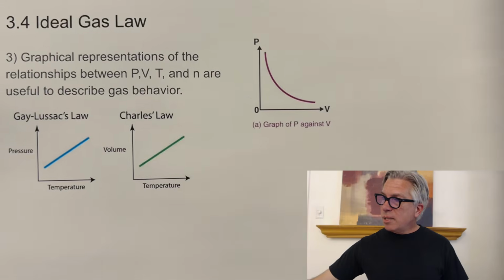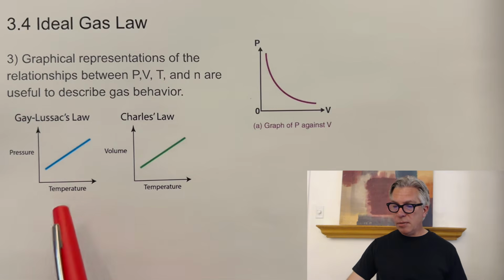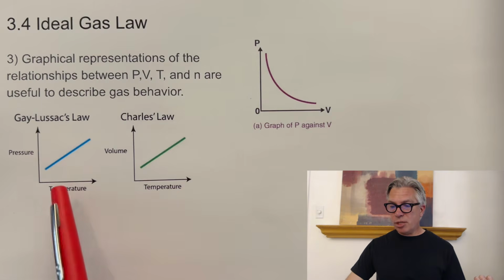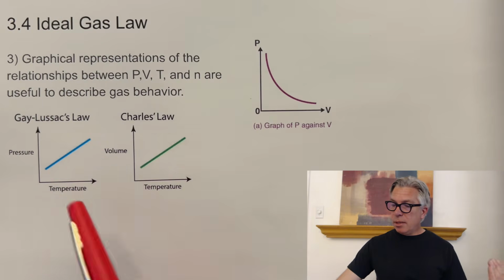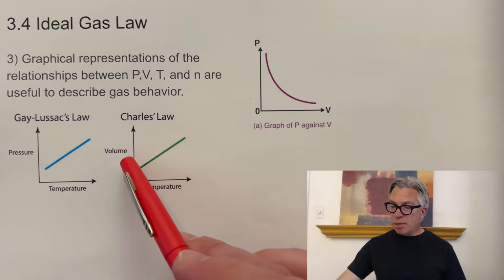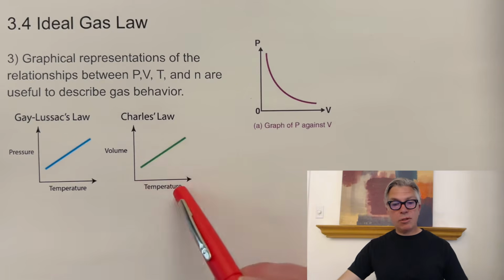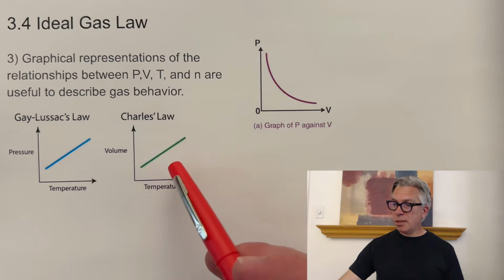And by extension from the ideal gas law, if you start keeping things constant, for example, if you keep the volume and the number of moles constant, we find that the pressure is proportional to the temperature. So you heat it up, pressure goes up. Similarly, if you keep the pressure and moles constant and the temperature goes up, the volume will go up proportionally. It's a linear relationship, and that's Charles' law.